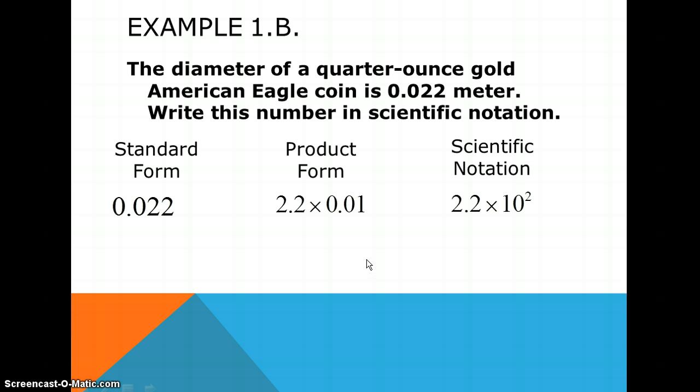The diameter of a golden eagle coin is 0.022 meters, or 22 thousandths of a meter. To write it in scientific notation, notice it starts as a decimal and changes to a number with a decimal.